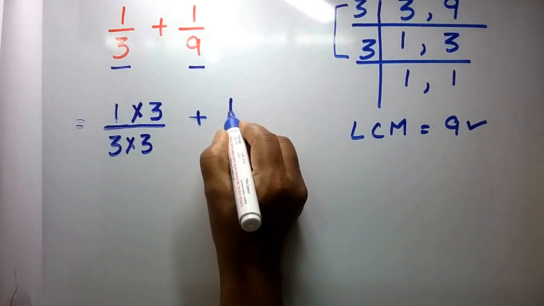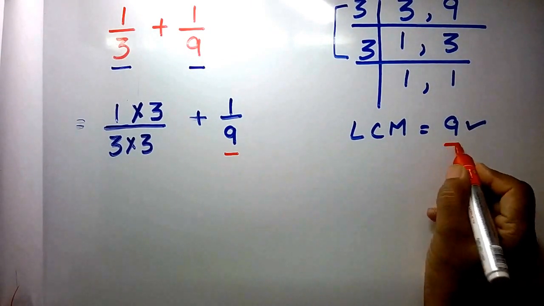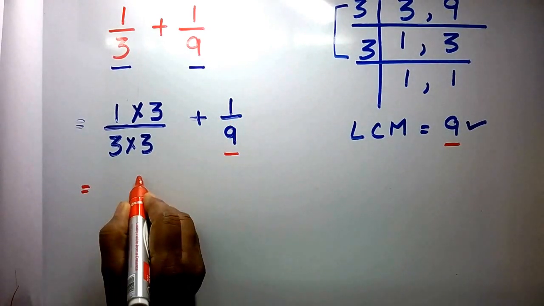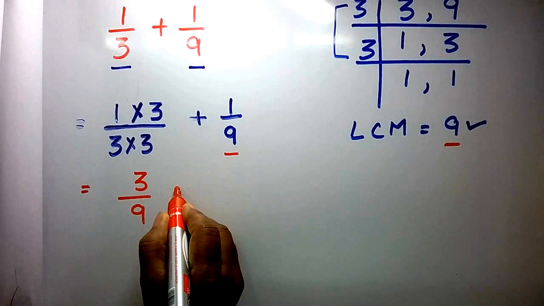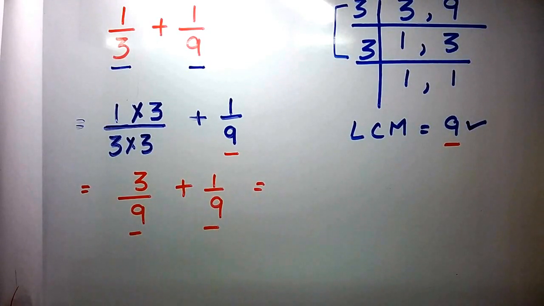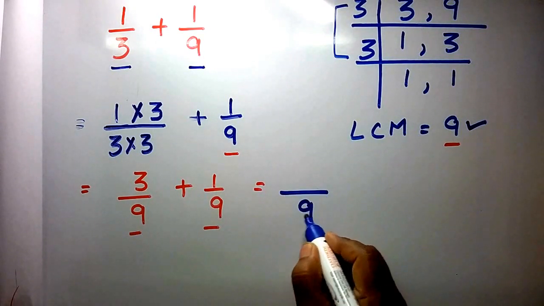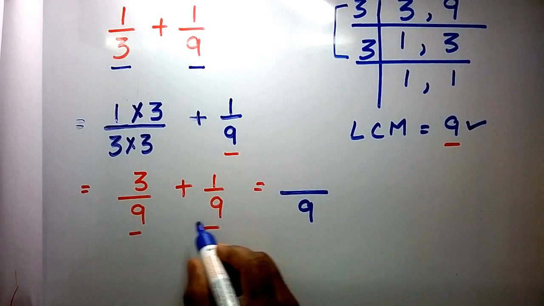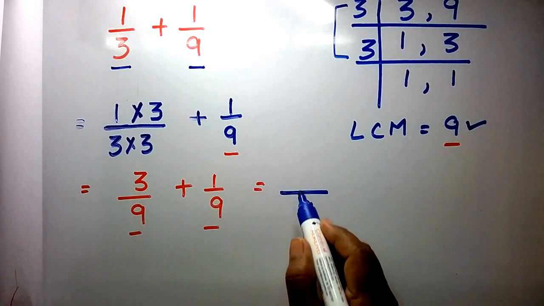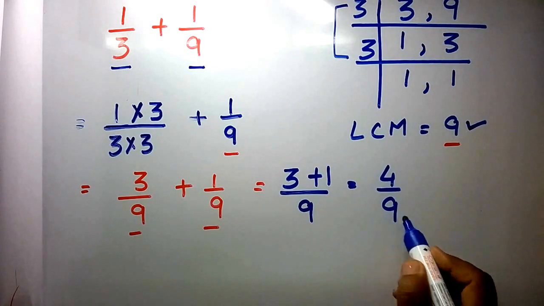The next part is 1 upon 9. When you check, it's exactly the same as the LCM we found here, so we don't need to make any changes here. This will become 3 ones are 3, 3 threes are 9. If you see carefully, both of them have the same denominator, that is 9. When you have the same denominator, you can write only one 9. No need to write both. When you're adding rational numbers with the same denominator, just take out 9 and then write 3 plus 1, that is 4 upon 9 is the answer.